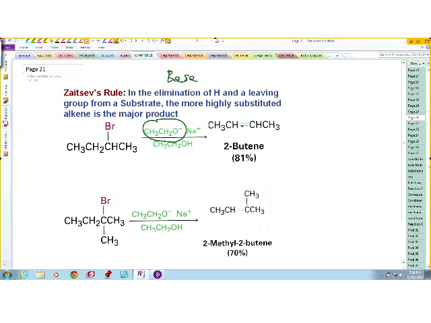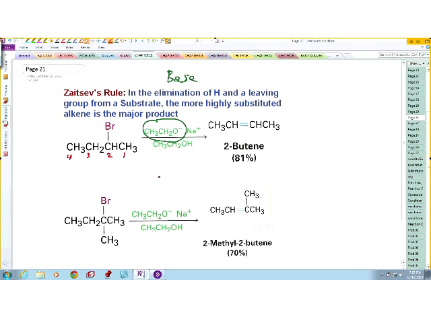We say most of the product is this here. See what has happened? Let me number this carbon: 1, 2, 3, and 4. We eliminated hydrogen bromide from this molecule, and the hydrogen is coming from carbon number 3, next to the bromine, and then we form this product here.